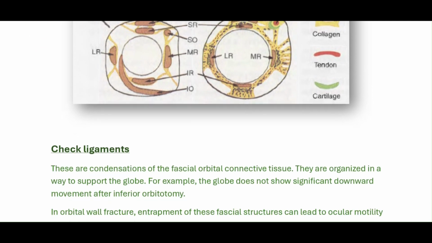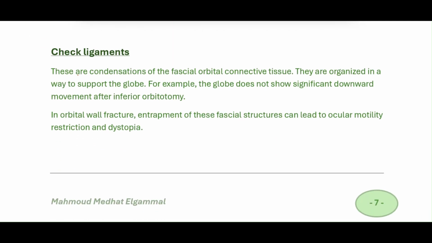So, cheek ligaments are condensations of the fascial orbital connective tissue. They are organized in a way to support the globe. So the globe does not show significant downward movement after inferior orbitotomy, for example. The globe is still hanging, carried by hammock. Lockwood ligament is a hammock ligament.